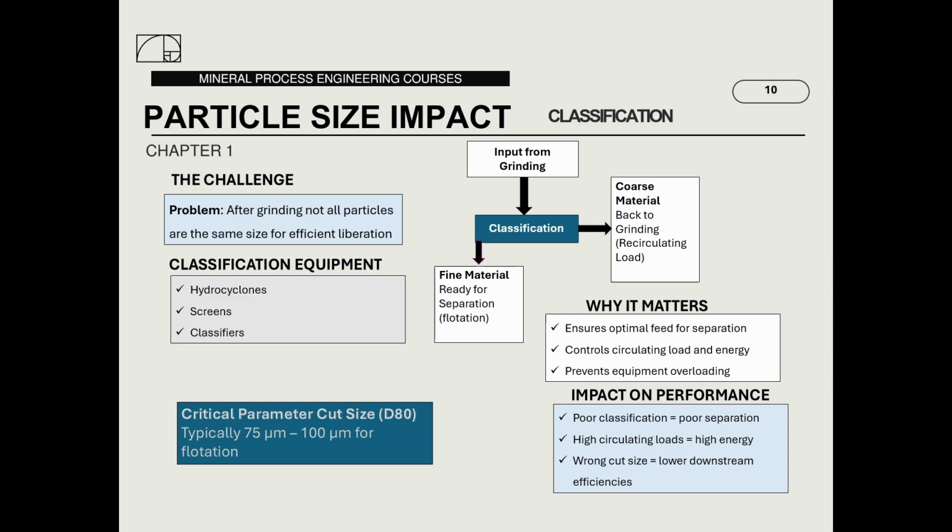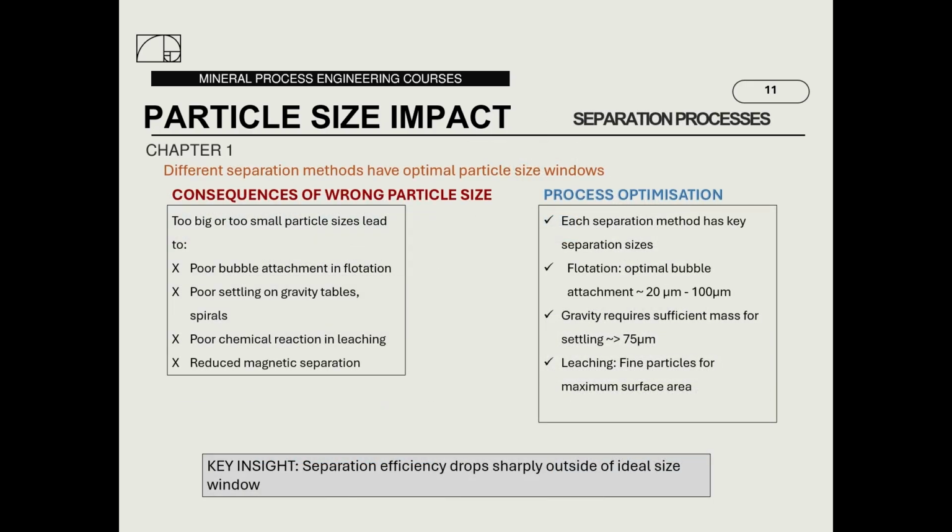Poor classification leads to inefficiencies and increased operational costs. Particle size significantly impacts separation processes such as flotation, gravity separation, leaching, and magnetic separation. Each method has an optimal particle size window.